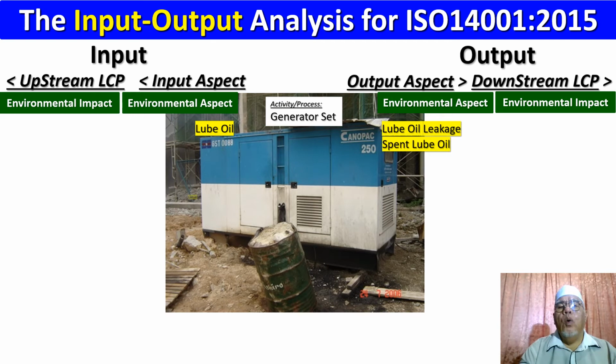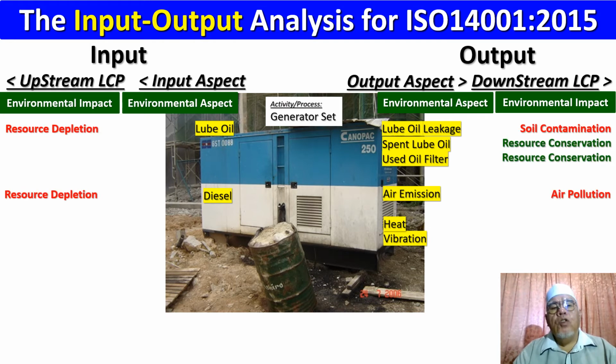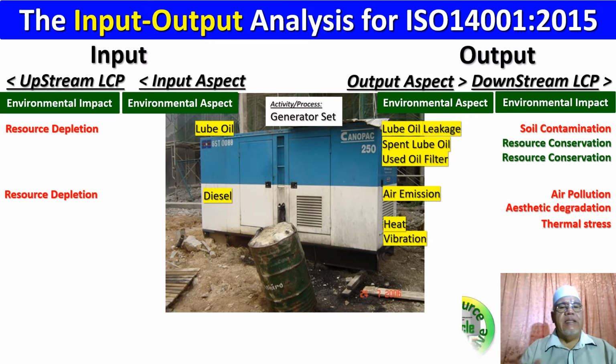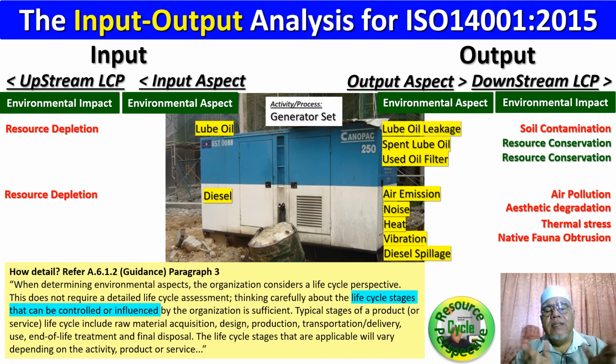So what is input-output analysis? This is a method that we use to identify environmental aspects. Okay, so what comes into the genset? First thing, the genset itself is an environmental aspect. Why? Because the fabrication or the production of gensets involves raw materials which interact with the environment naturally, causing resource depletion: metals, plastic, rubber, etc.